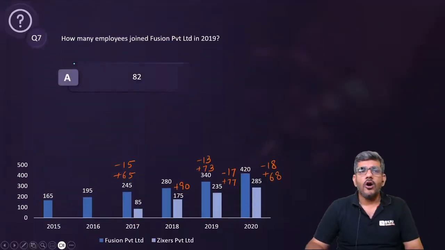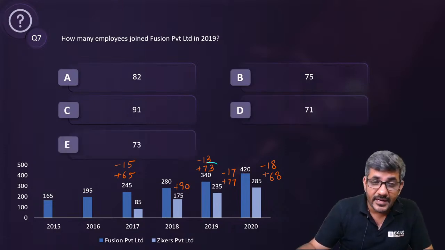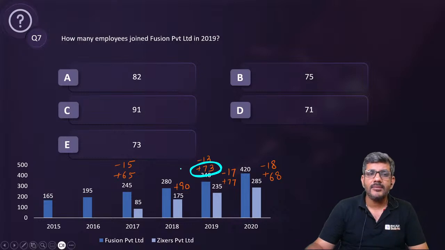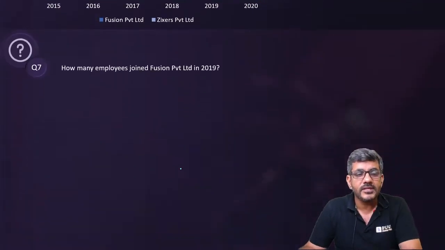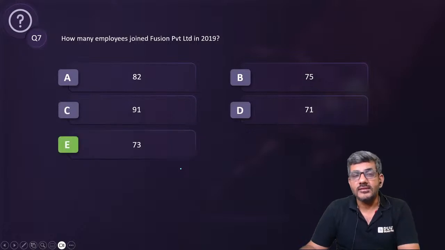Next. How many employees joined Fusion Private Limited in 2019? How many people joined Fusion in 2019? There were 73 people. So my answer for this question is option E, that is 73. 73 people joined in this year.